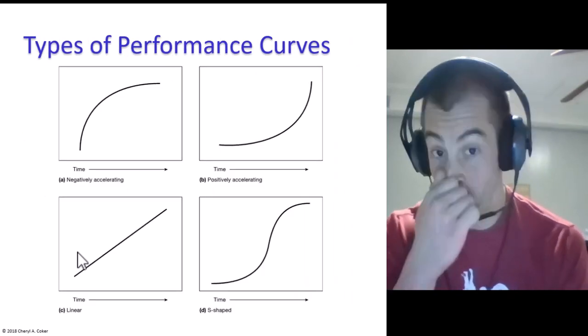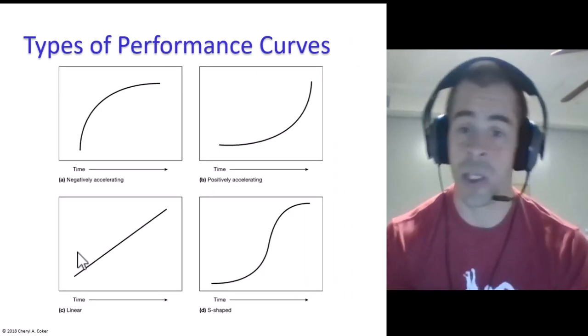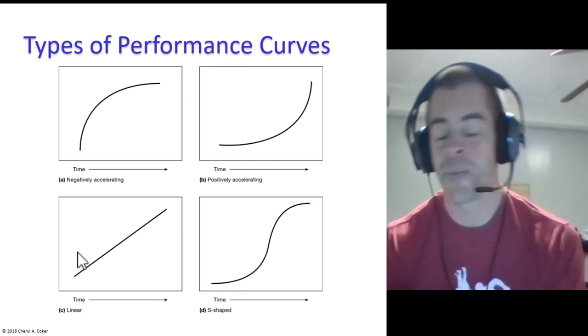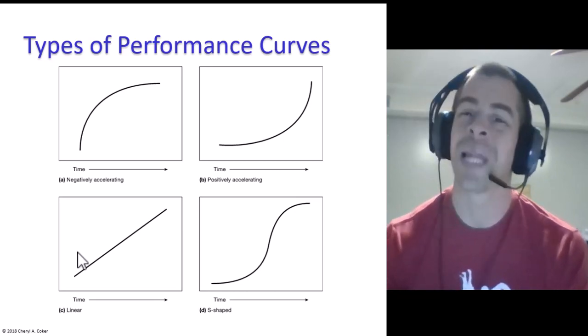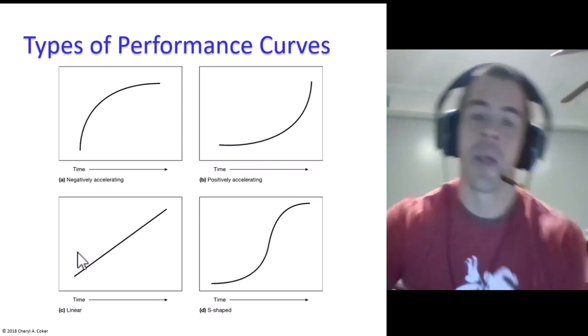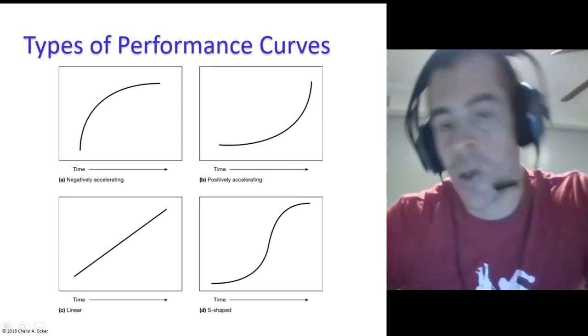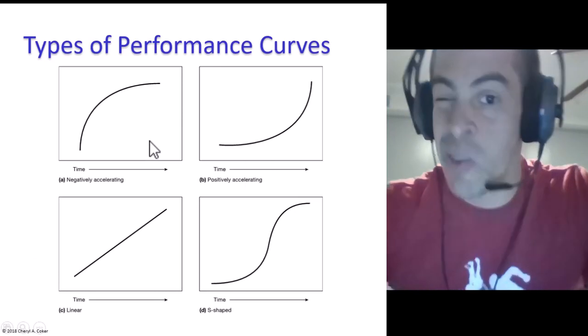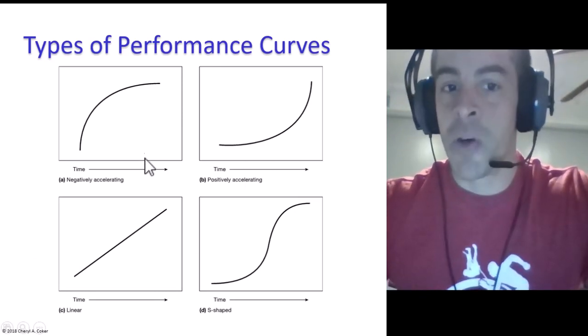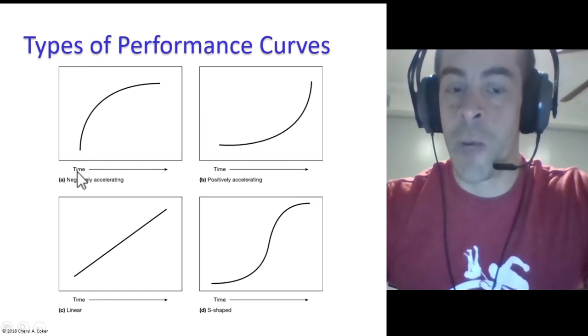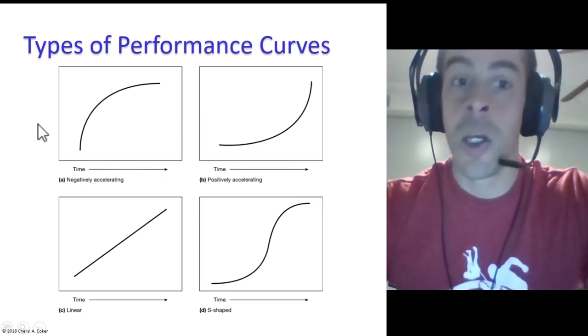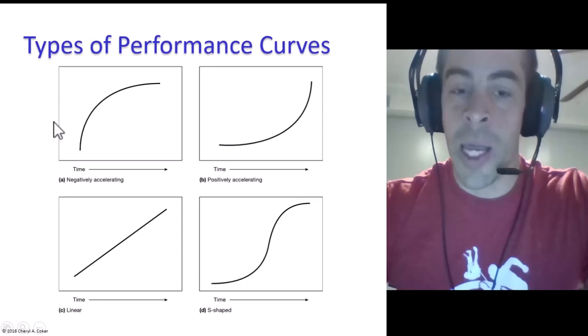So looking at performance curves, this is simply like you take, I don't know, 3, 4, 5, 6 different performances and you plot them on a curve. What should we take away from this slide? Because it's the only one I'm going to really speak to. The most common performance curve is this negative accelerating curve. We've got time on the x-axis, we've got performance on the y-axis.